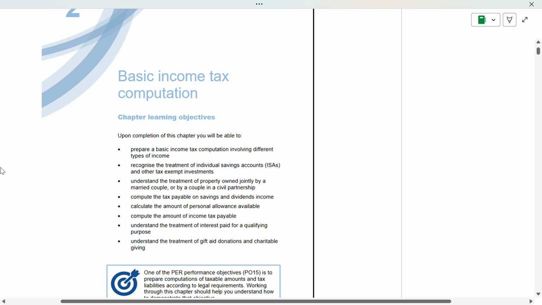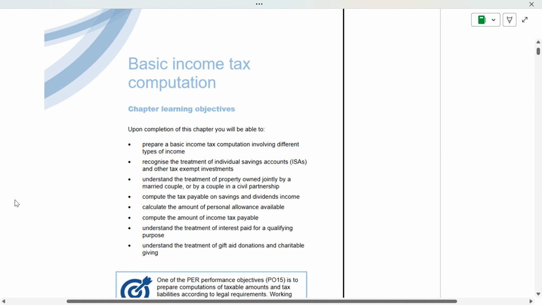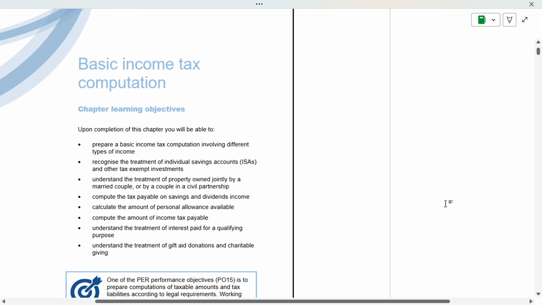Fine. Now, basic computations. What are the things? Basic. These are all basic. How you have to have different types of incomes, and how they have to be taken in the different types of incomes.